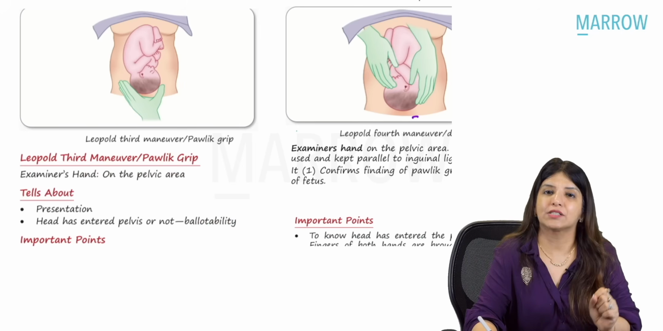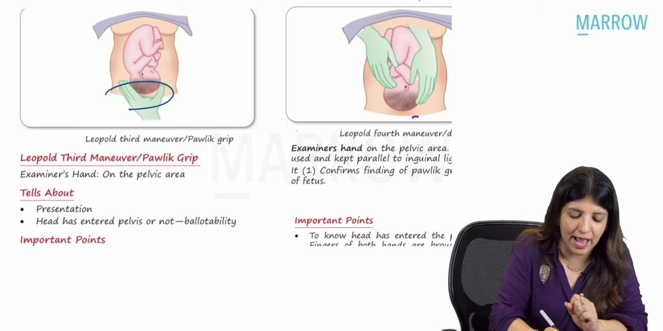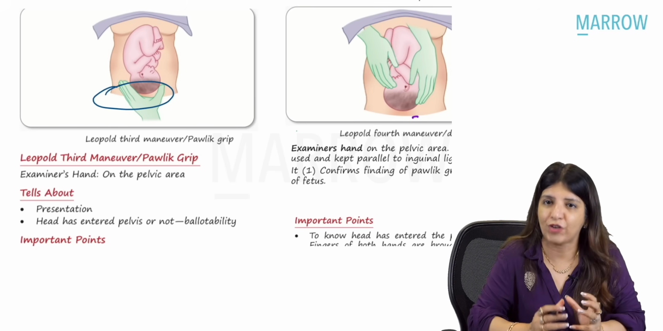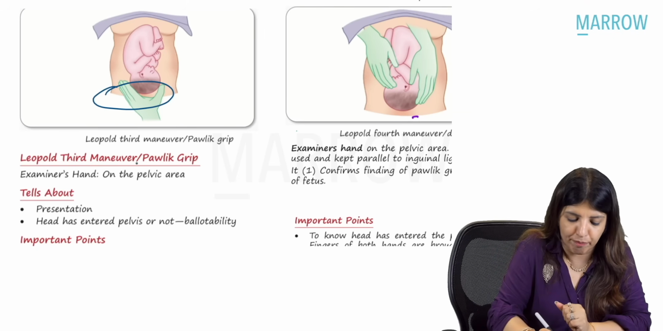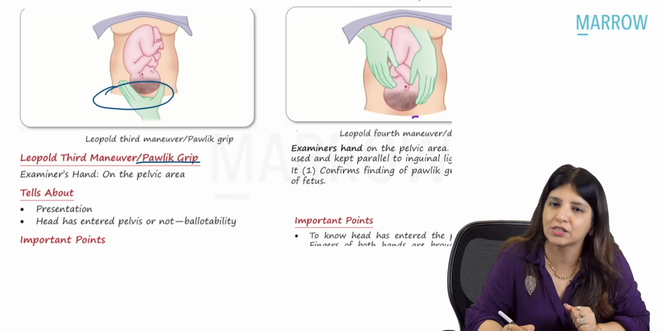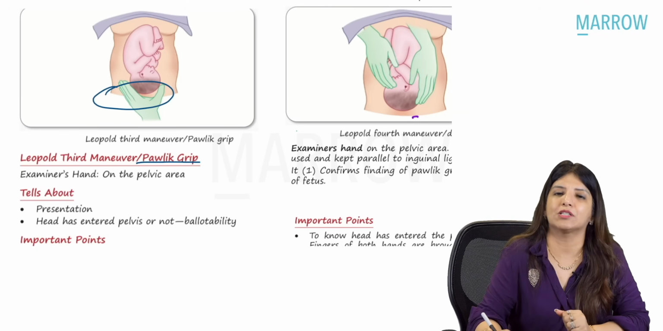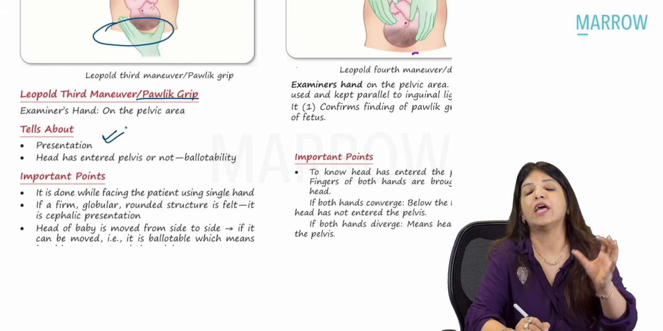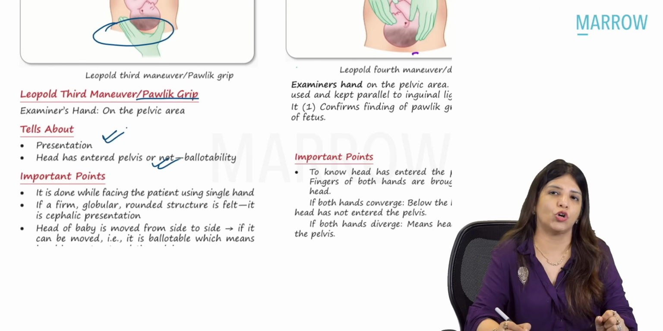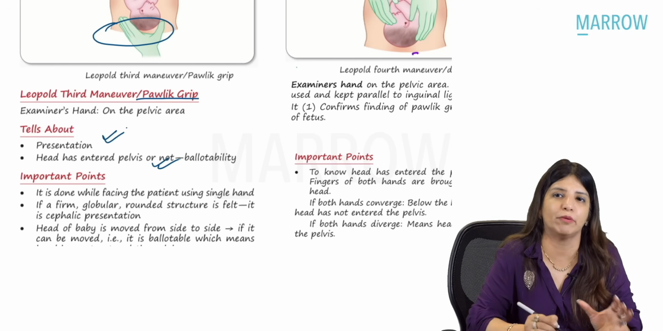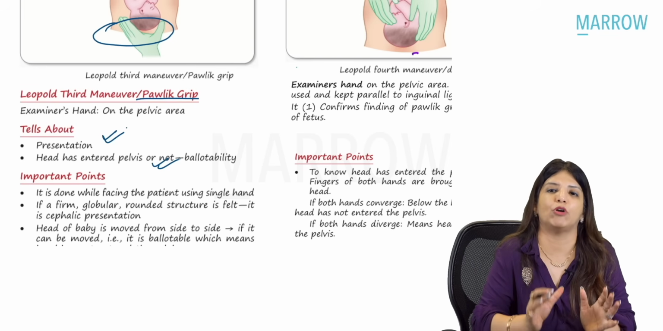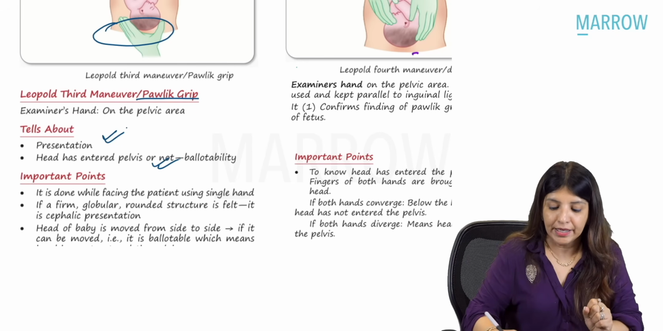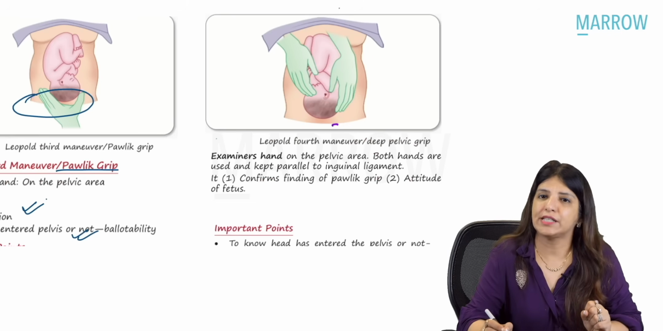Now in Leopold's third maneuver, you are going to take one hand above the pubic symphysis area and feel what can be felt. This is called the Pawlik grip, or Leopold's third maneuver. It again tells you about presentation, and it also tells you whether the head of the baby has entered the pelvis or not. In other words, whether the head is ballotable or not. With the help of ballotability, it will tell you whether the head has entered the pelvis or not.